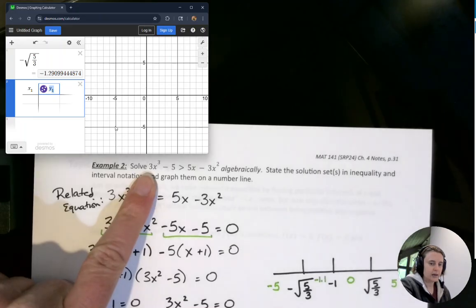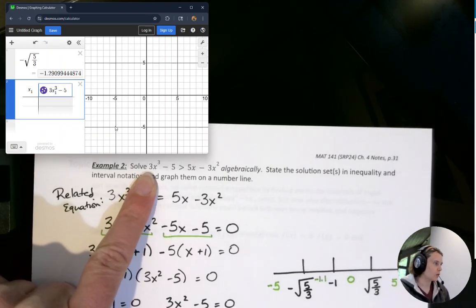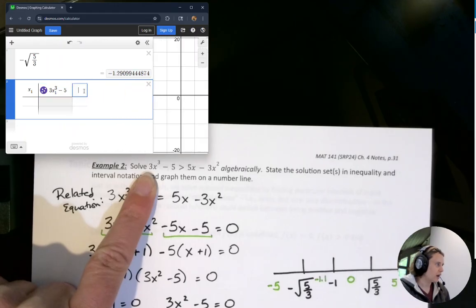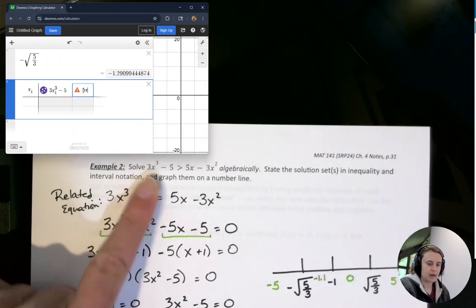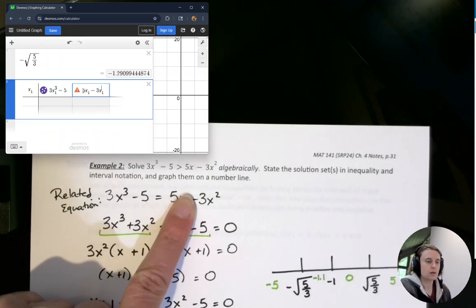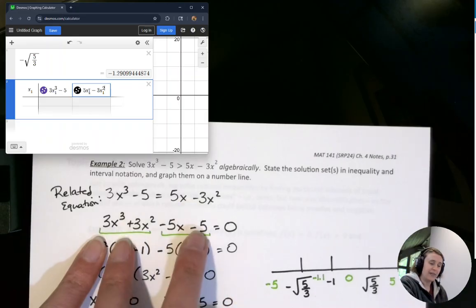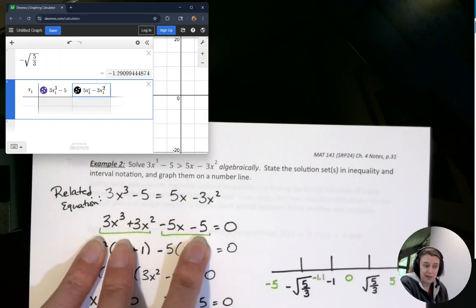So the left side, it's 3 x1 to the third power minus 5. Just going to enter the equation that is there on the left side. And we're going to make another column over here and enter the right side, which is 5 times the x1 variable minus 3 times x1 squared. Now, you can get it equal to 0 and then compare to 0. Some people like to do that.